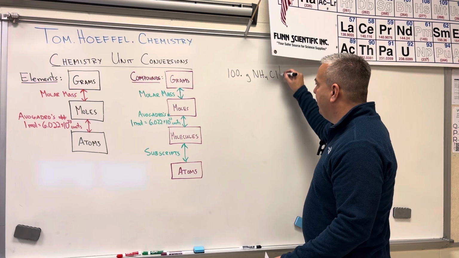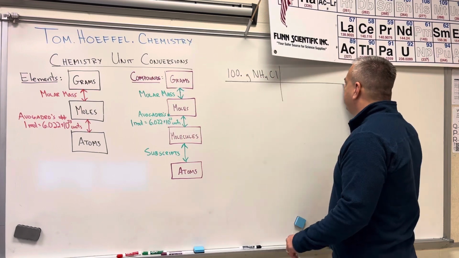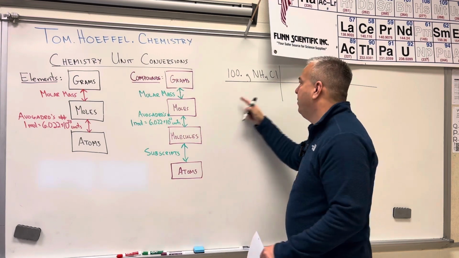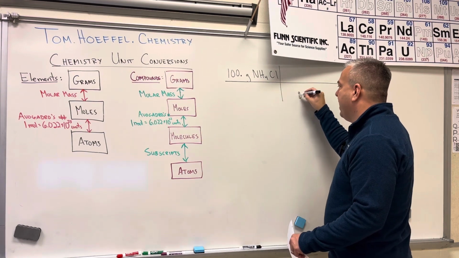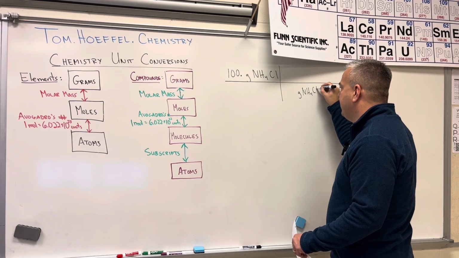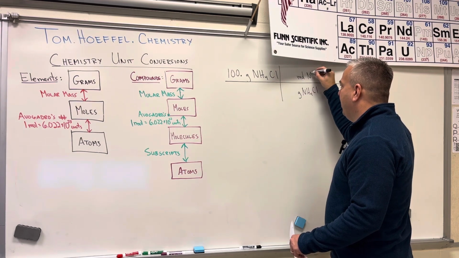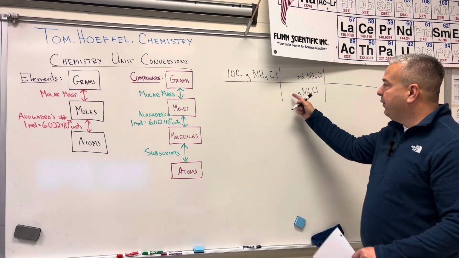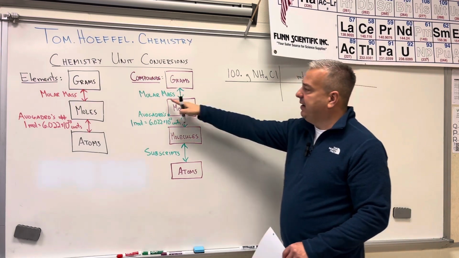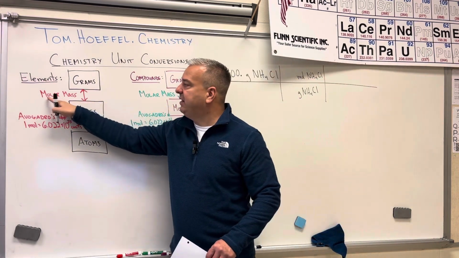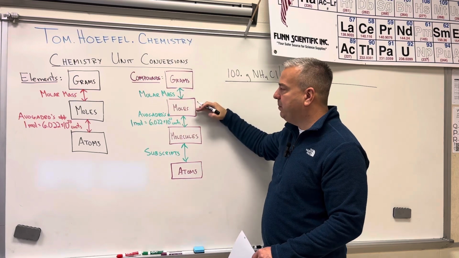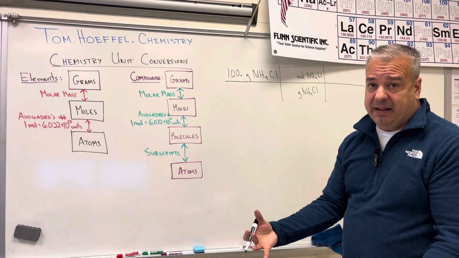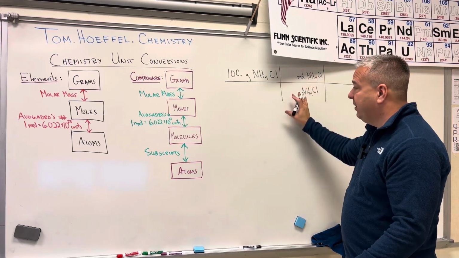So my given is 100 grams of ammonium chloride. And if I want to go from grams, the first step would be to moles. So I'm going to bring down the grams of ammonium chloride to moles of ammonium chloride, okay? And the conversion factor between grams and moles is going to be molar mass, just like it was last time. So whenever you go from grams to moles, the conversion factor is going to be molar mass. Now, I need to do some calculating here to figure out the molar mass of ammonium chloride.